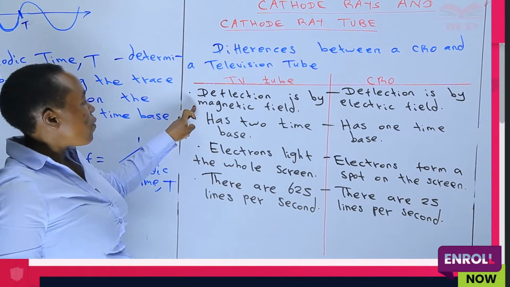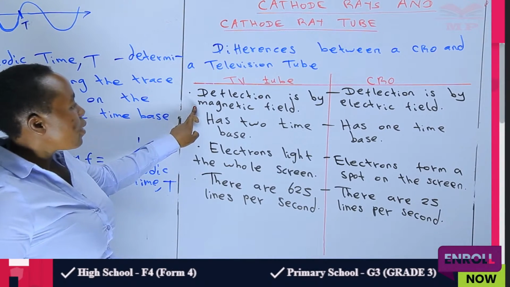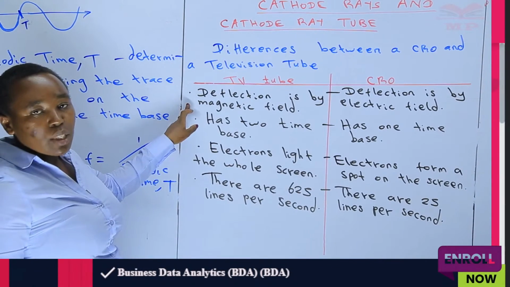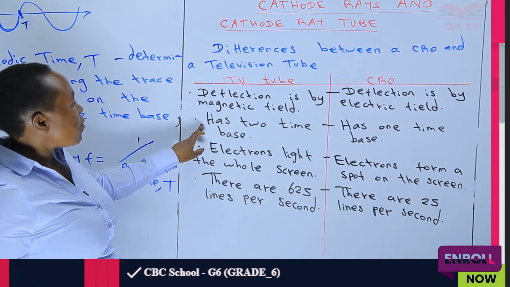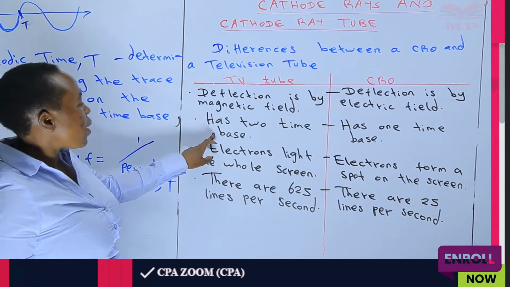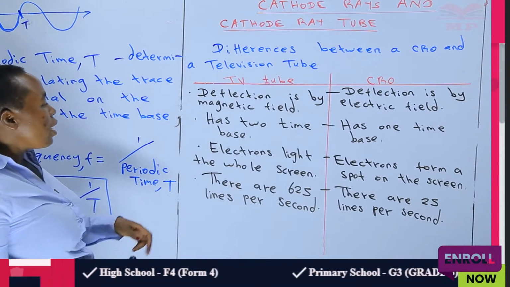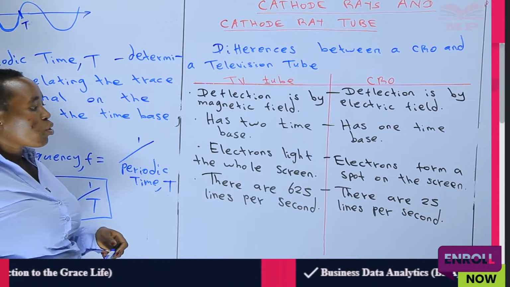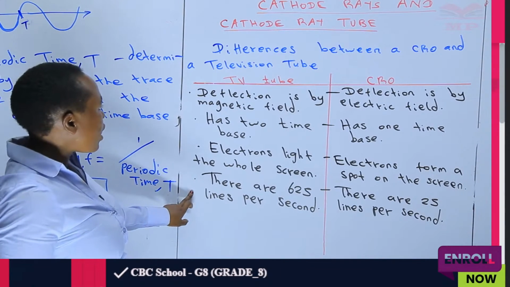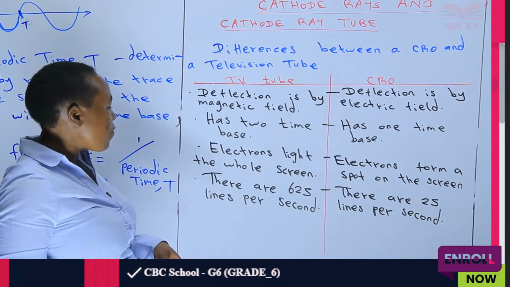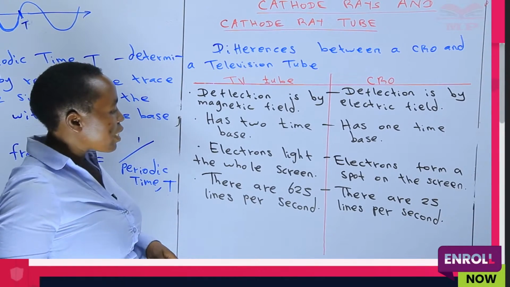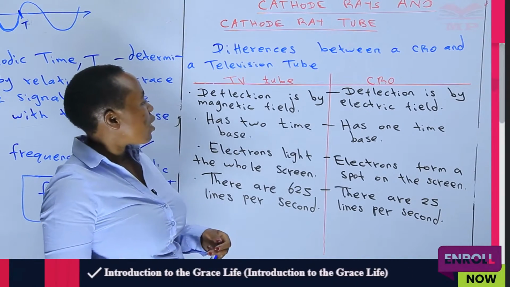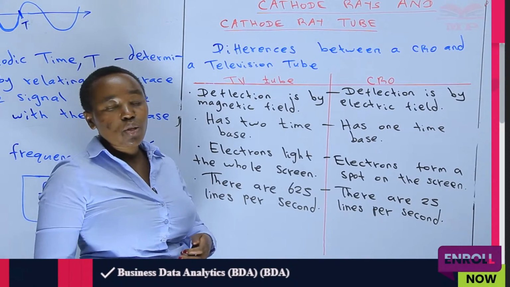In a TV tube, the deflection is by the magnetic field, and that's why the TV screen is larger than a CRO screen. Then we are saying that a TV tube has 2 time bases, whereas a CRO has only 1. In a TV tube, electrons light the whole screen. In a CRO, electrons form a spot on the screen. In a TV tube, there are 625 lines per second, whereas in a CRO, there are only 25 lines per second. So that is it on the CRO, or the cathode ray oscilloscope.